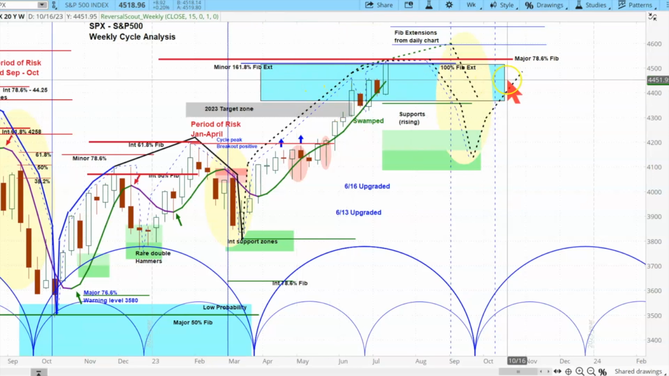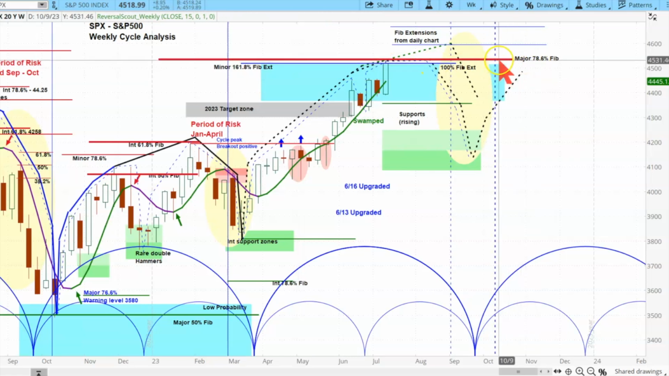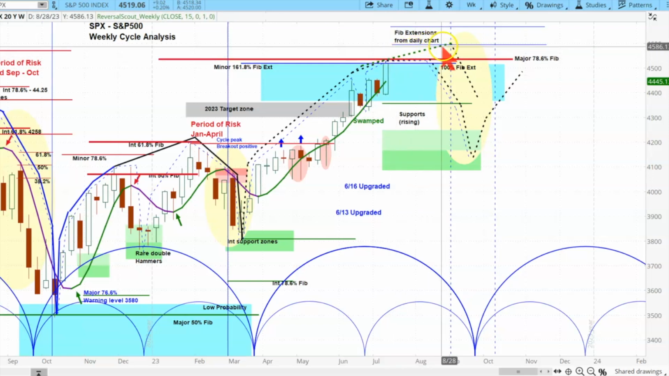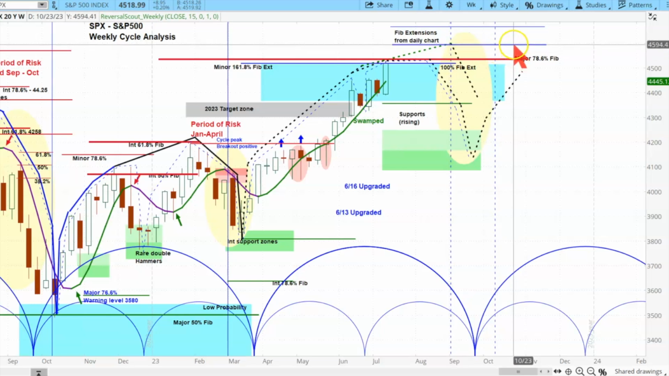This blue area here is where the fib extensions are, which gave us the higher targets, and the major 78.6% right over there, which is really the outside of where we thought the market could potentially rise. Now that gave us an upside target of 4,500 to 4,530, and it has now gotten up into that right now. This is a very key area for the stock market. Were it able to get through that, it would likely get up into this fib extension zone that comes off of the daily chart. I'll show you that in one moment.